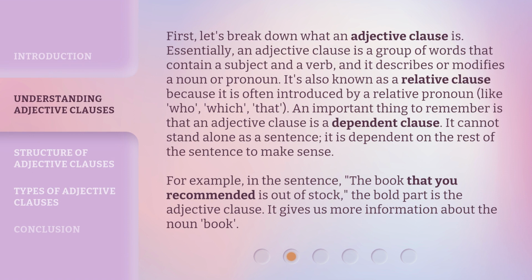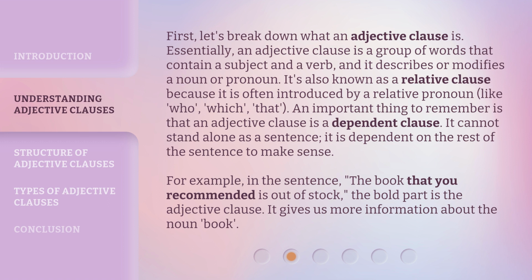First, let's break down what an adjective clause is. Essentially, an adjective clause is a group of words that contain a subject and a verb, and it describes or modifies a noun or pronoun. It's also known as a relative clause because it is often introduced by a relative pronoun, like who, which, that.